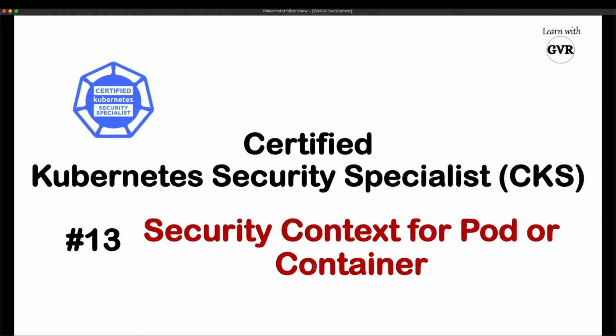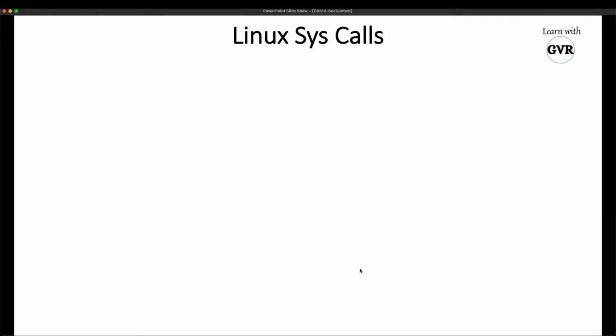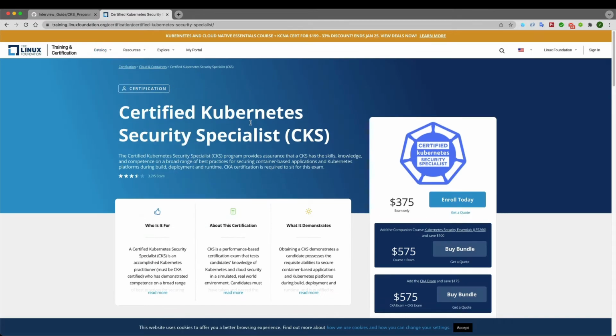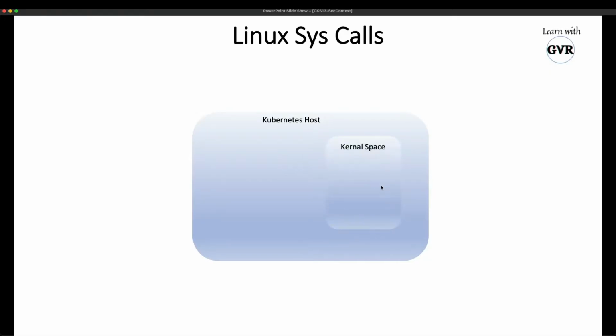So what exactly is the security context for pod or container? Let's try to understand the basics. If you take any host, we are talking with respect to Kubernetes, right? So the Kubernetes host will have a kernel space, which is on top of the hardware. Then there will be a user space. Whenever you deploy an application, you deploy it as a pod. This pod has some logic, some application, and it is making some system calls which interact with the kernel, which ultimately uses the hardware.